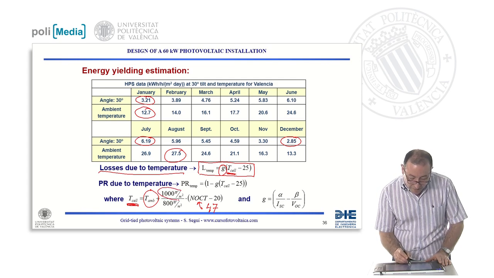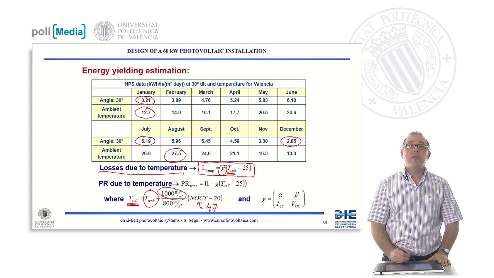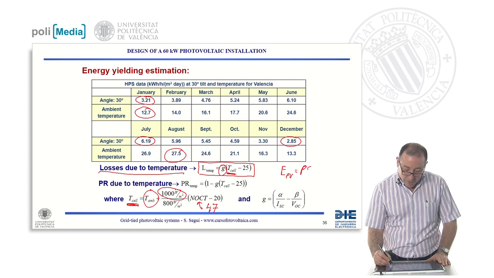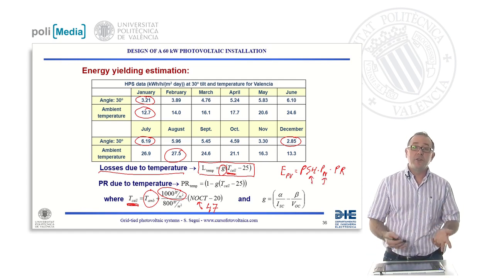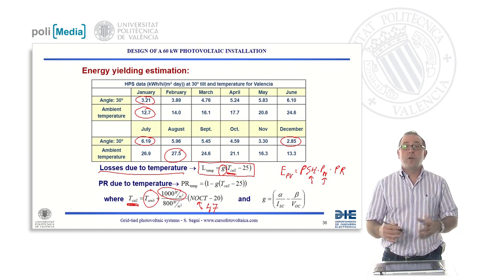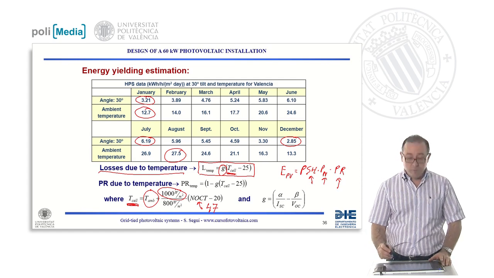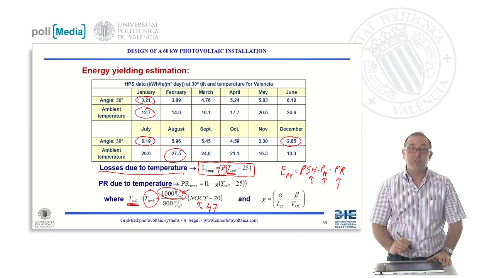So here in the irradiance, we are using the value that corresponds to standard test conditions. Remember that the energy produced by the photovoltaic plant is going to be equal to the peak sun hours multiplied by the photovoltaic power multiplied by the performance ratio. Peak sun hours and photovoltaic power are calculated or measured for 1000 watts per square meter, so the performance ratio of the temperature must also be calculated for the same conditions.